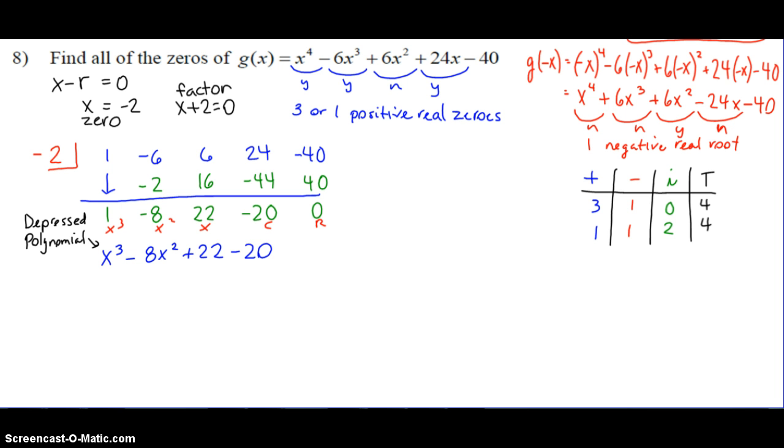So I'm going to put in positive 2 inside the box, and we are going to pick up where we left off. So we're not going back to the original polynomial, we're using our depressed polynomial. Okay? So what that means is we're going to make sure that all of the degrees are accounted for. 3, 2, 1, and 0. So let's write in those coefficients. We have 1, negative 8, 22, and negative 20. Setting up the synthetic division the way that we've been doing.